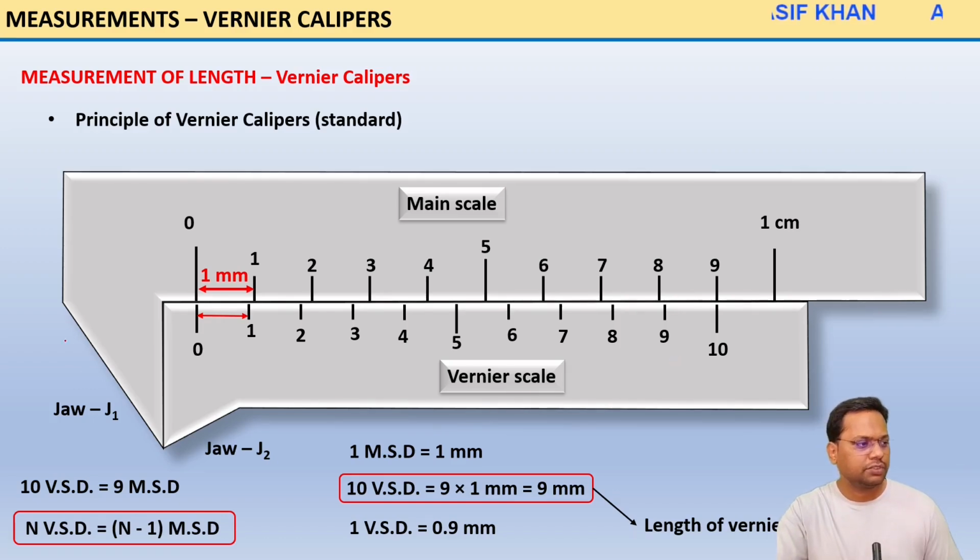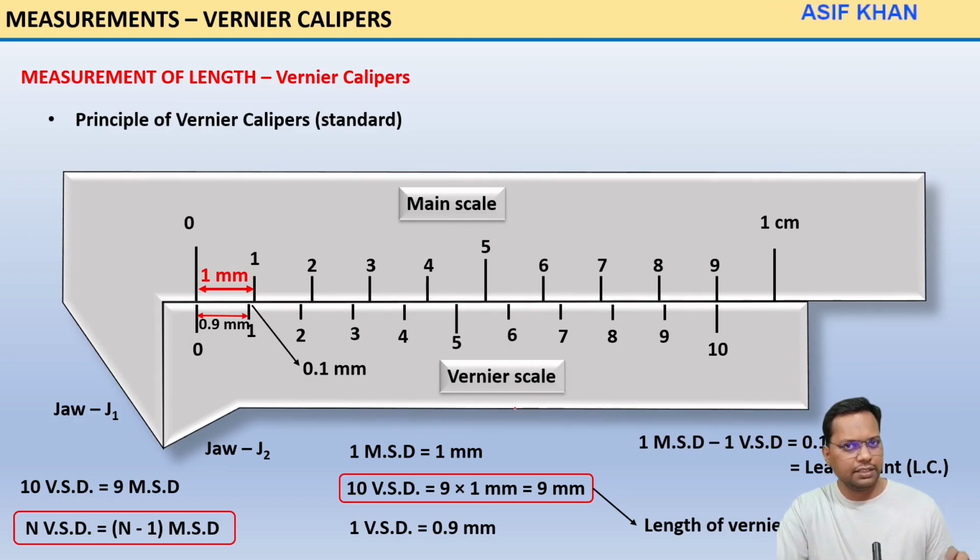If you observe carefully, the first division on the Vernier scale is a little small when compared to the first division on the main scale. If you calculate the length, it is 0.1 mm less. If one division on the main scale is 1 millimeter, then the first division on the Vernier scale is 0.1 millimeter less, therefore it is 0.9 mm. The difference between these two divisions, one main scale division and one Vernier scale division, is equal to 1 mm minus 0.9 mm, that is 0.1 mm. This difference is the least count of the instrument.